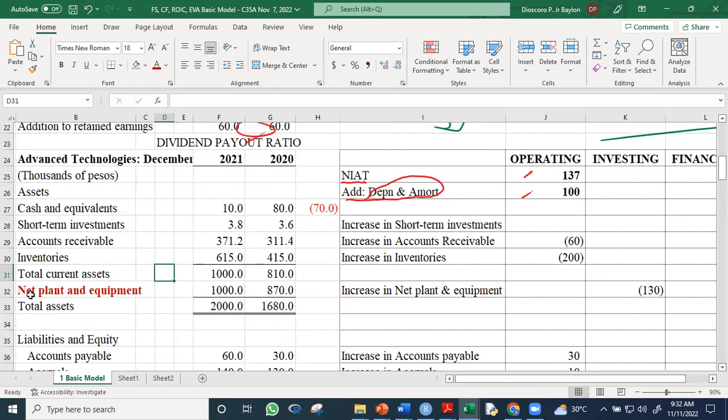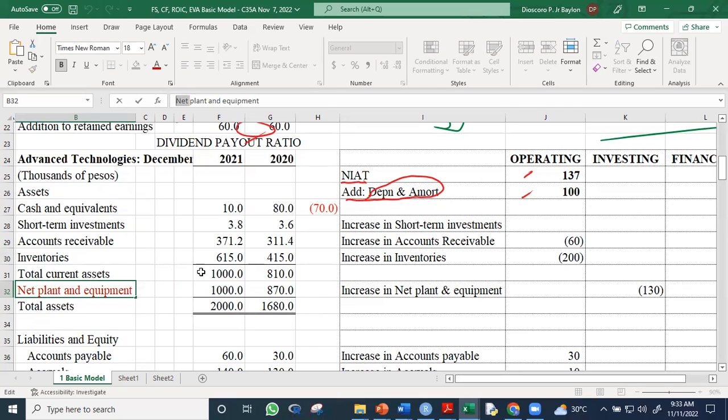Okay, what we did here in net plant and equipment was to get the difference between 1,000 and 870. And we concluded that this was the additional investment in PPE, in property, plant, and equipment. However, take a look at this. The word net here indicates something. So what do we mean when we say net?